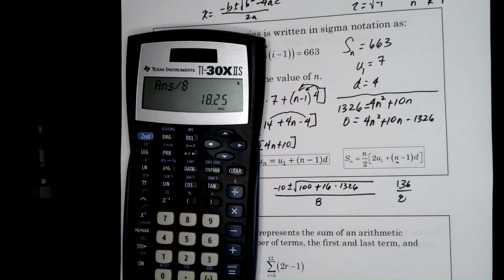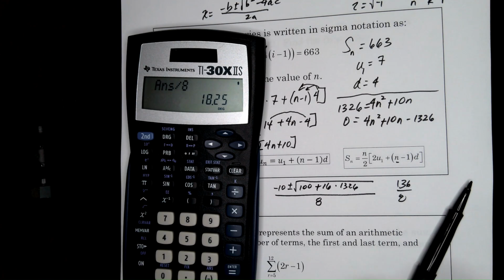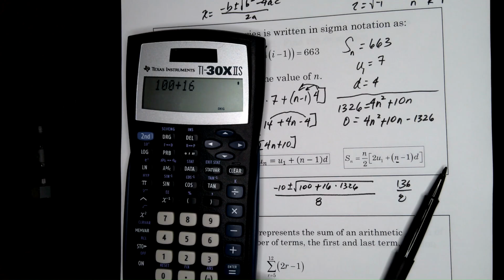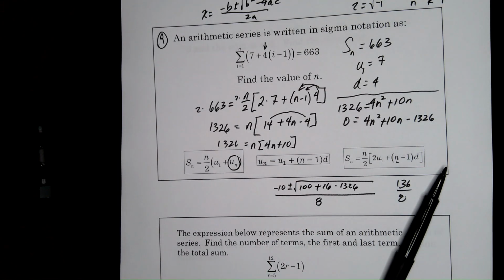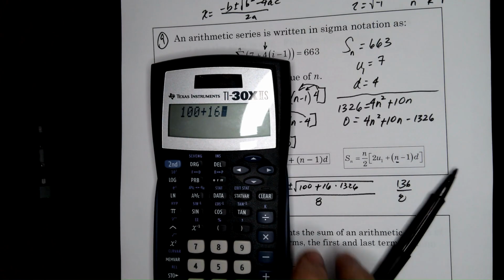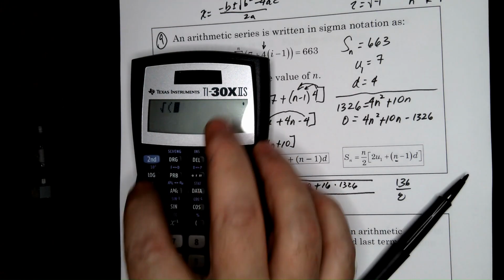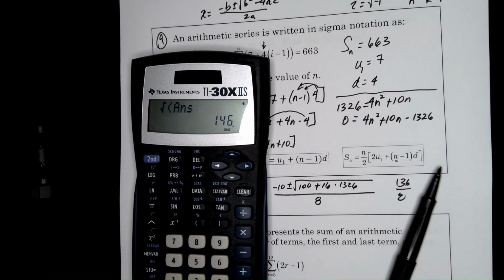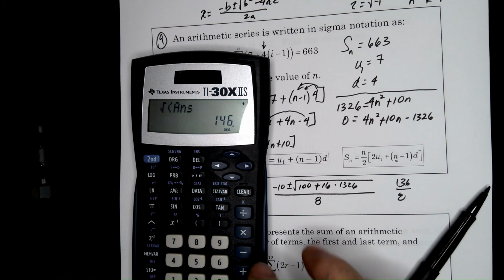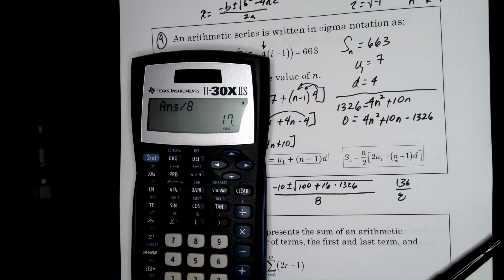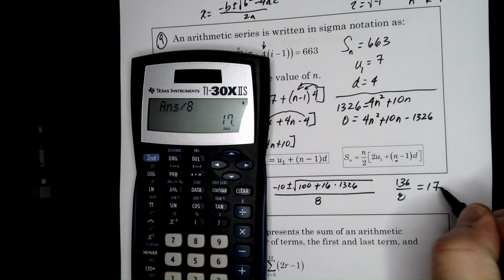And I made a typing error because the answer is 17. Let me try this again. So I got 100 plus 16. Did I write down... No, I was just seeing if I had written something down wrong. So 100 plus 16 times 1326. All right, square root, second answer. There we go, 146 minus 10 divided by 8, 17. I must have typed a number wrong. I don't know what it was.